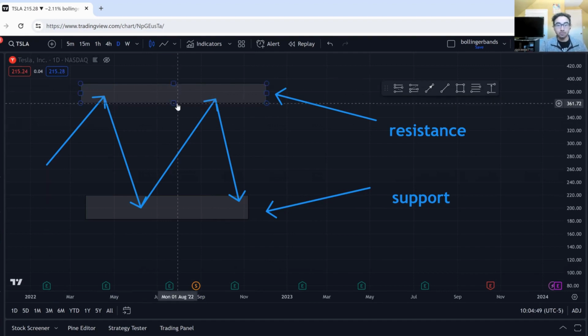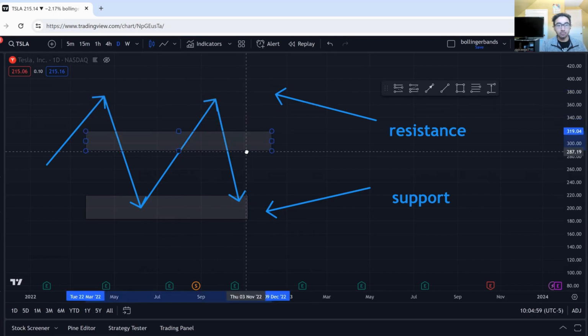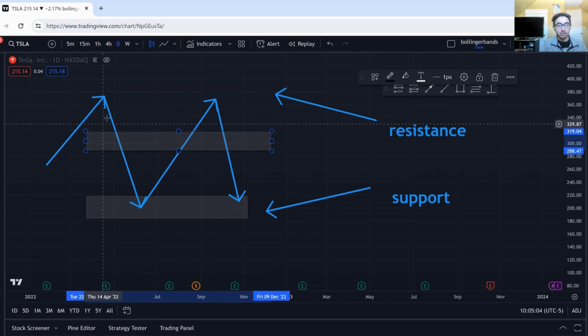When it comes to trending markets, you will have support and resistance flips, SNR flips. Now, why is it called that? Well, let's say you have an area of support. So let's say this is your area of support.